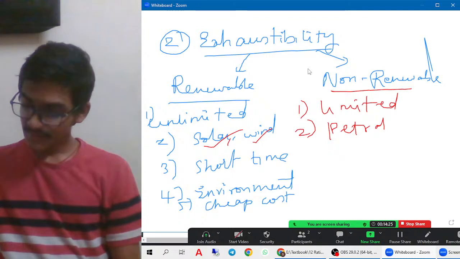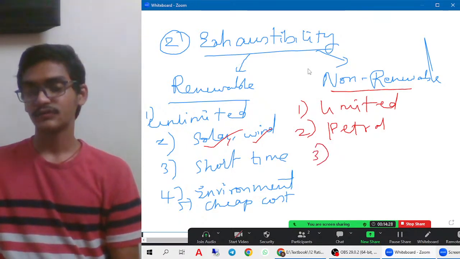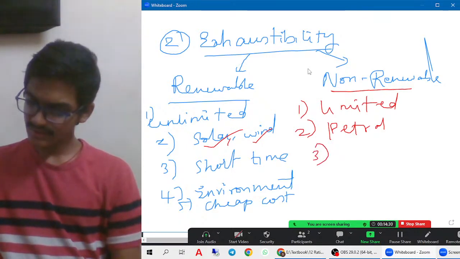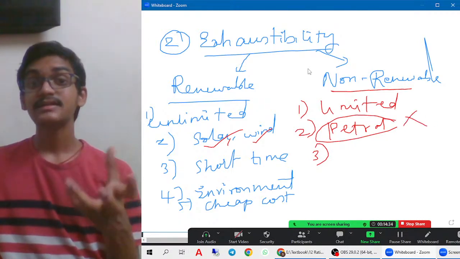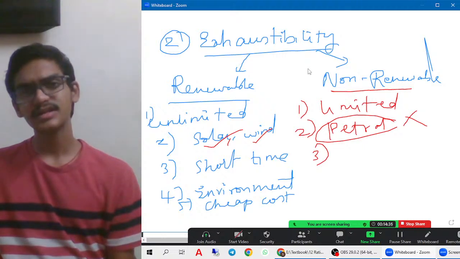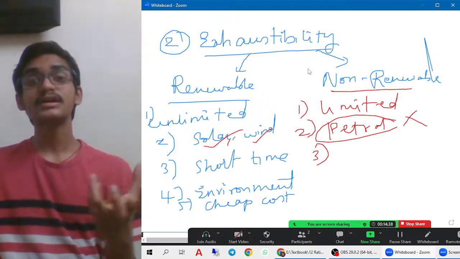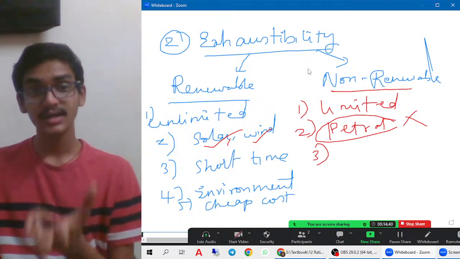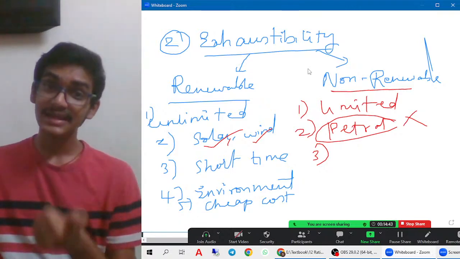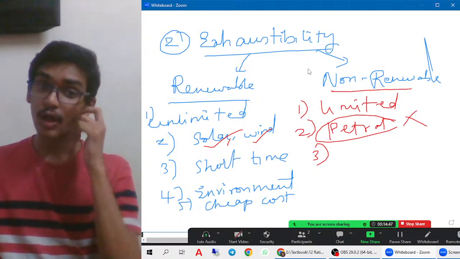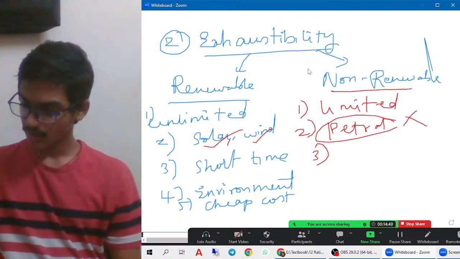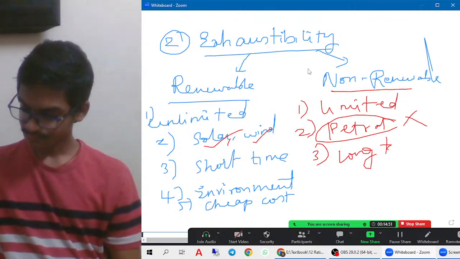These also take a longer time to get renewed. For example, if petrol resources are completed, they will take millions of years to form again. How are petrol and such fuels formed? Because of fossil fuels, because of compression under the earth. This compression takes millions of years, because of which it takes a longer time to get renewed.